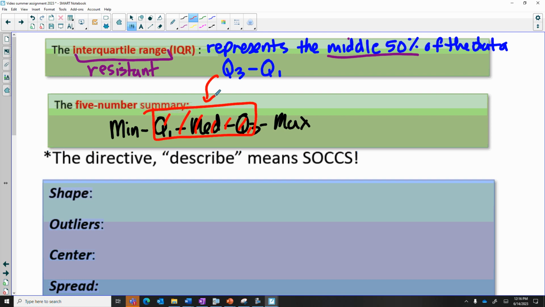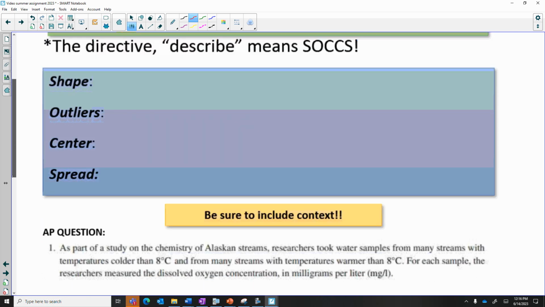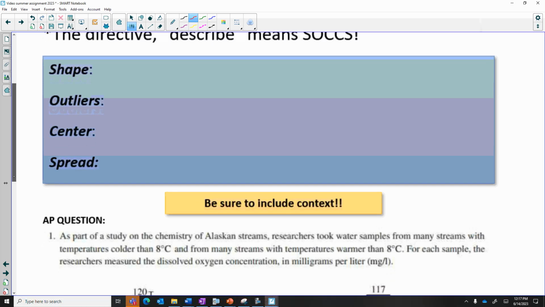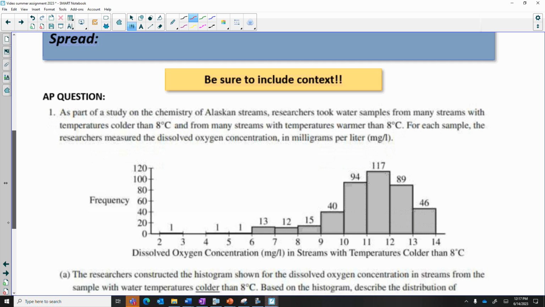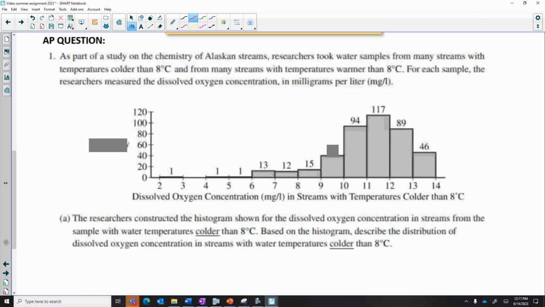All right, so now we're actually going to get into some AP questions. If you see an AP question like the one below, I'm going to scroll down a little bit, where it gives you a distribution, it gives you a graph, whether it be a histogram, a dot plot, a stem plot, box plot, whatever, and it tells you to describe the distribution. Describe, you may be like, oh, let me try to describe it in my own words. No, don't use your own words. Describe in this class means SOX.